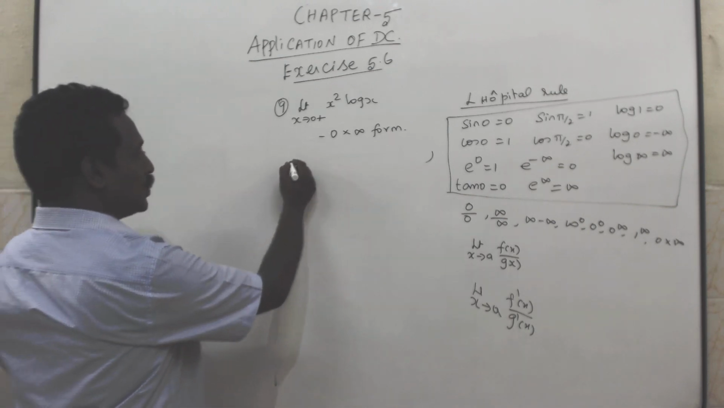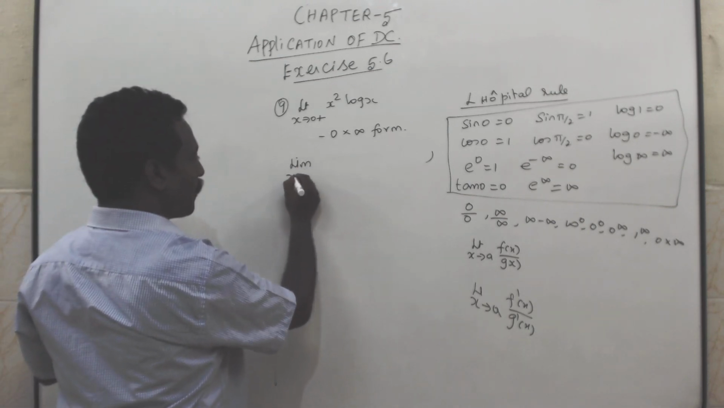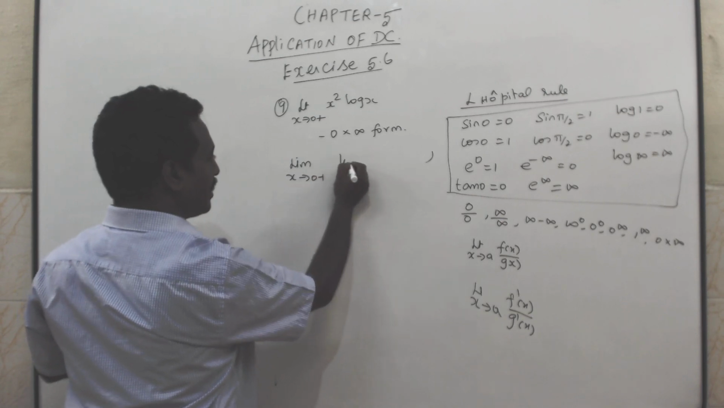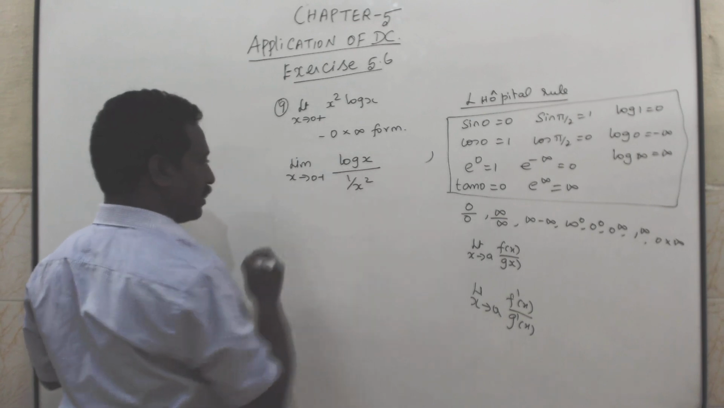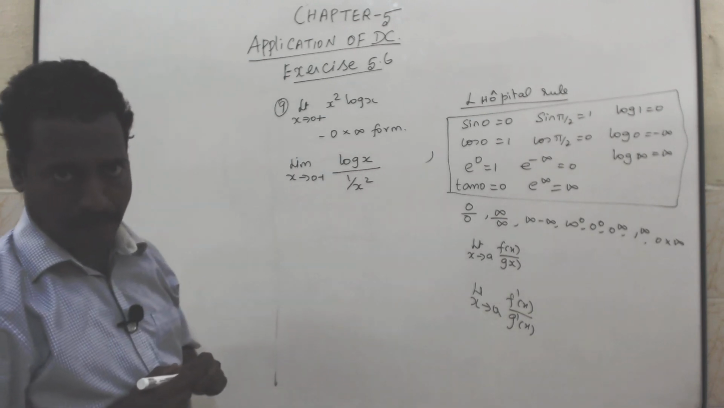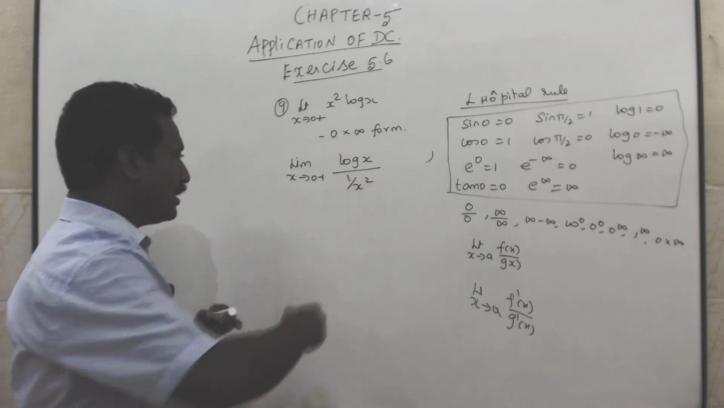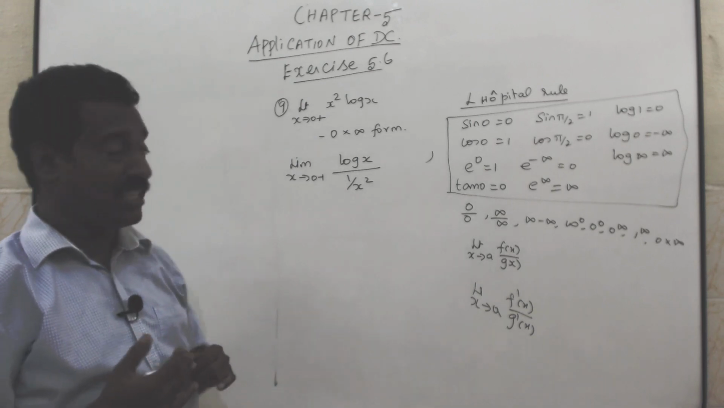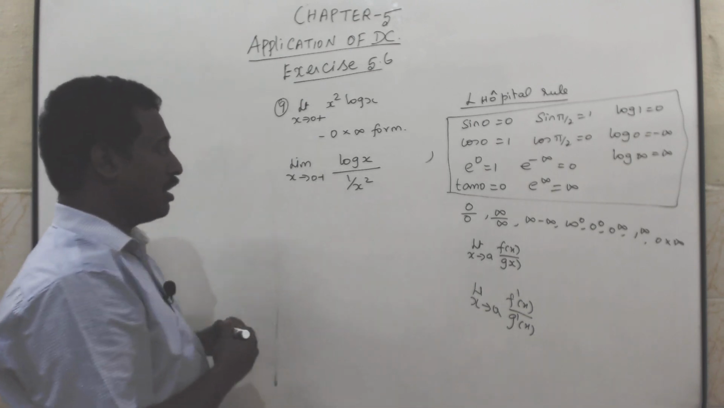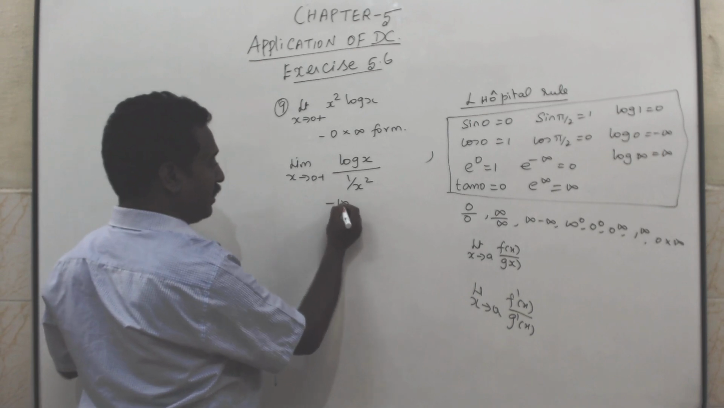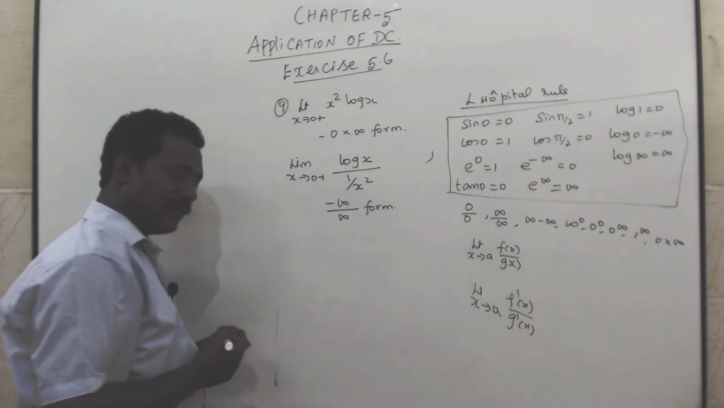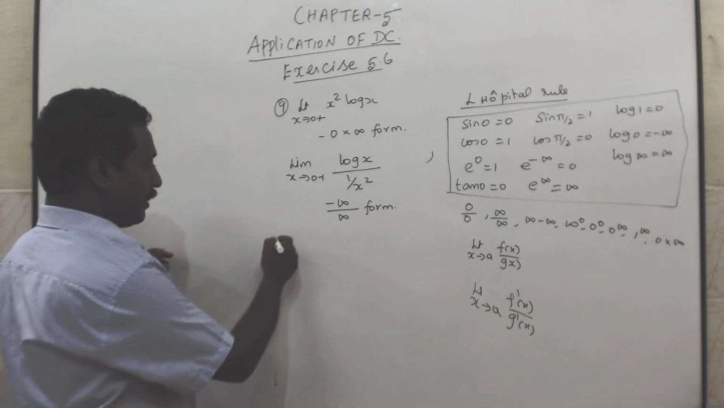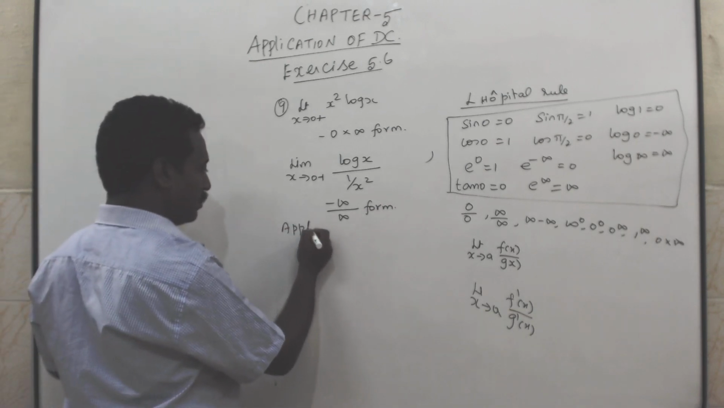So limit x tends to 0 plus, log x, and x square goes to the denominator as 1 by x square. Now it is of the form f of x by g of x. Once again substitute 0: log 0 is minus infinity, 1 by 0 is infinity, so it is an indeterminate form. Apply L'Hospital rule.